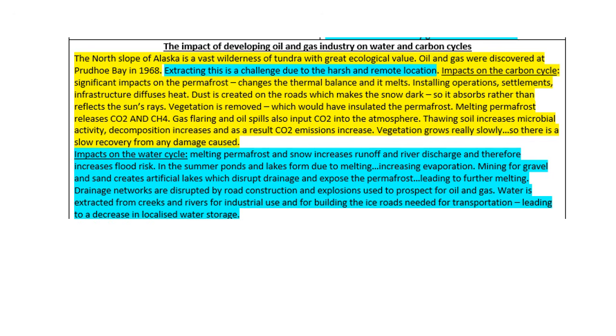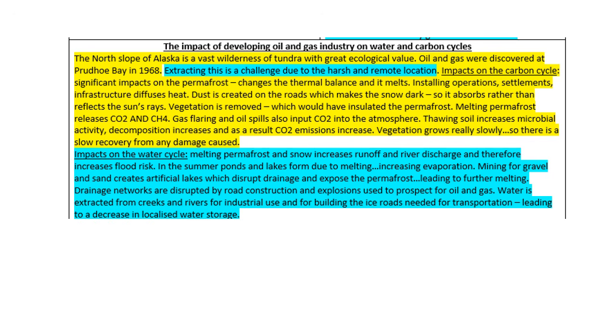We also need to be able to talk about the impact of the oil and gas industry on the water and carbon cycles. So in Alaska, we've got a vast wilderness of tundra, which is really important environmentally and ecologically. Oil and gas were discovered there in 1968 at a place called Prudhoe Bay. It's very difficult to get that oil and gas out, to extract it, because it's such a harsh environment and such a remote location. But this industry has had big impacts on the carbon cycle. And it's all to do with the permafrost thawing.